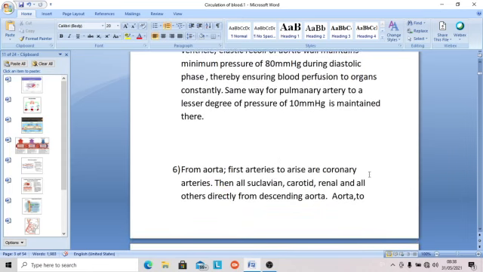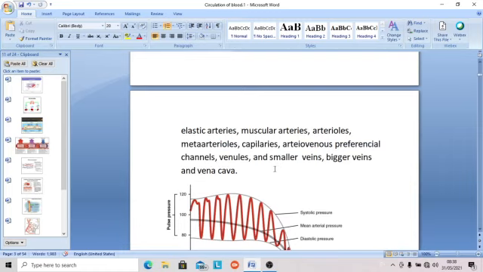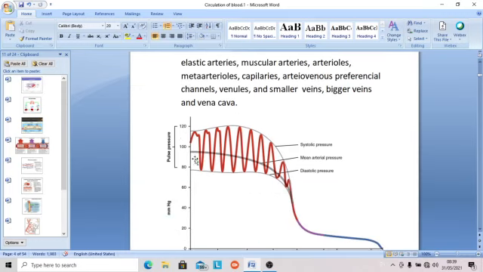From the aorta, the first arteries to arise are the coronary arteries, then the subclavian and carotid, renal, and all others directly from the descending aorta. Then blood goes to the elastic arteries, then muscular arteries, then arterioles, then meta-arterioles, capillaries, arteriovenous preferential channels, venules, smaller veins, bigger veins, and the vena cava. This is the way.